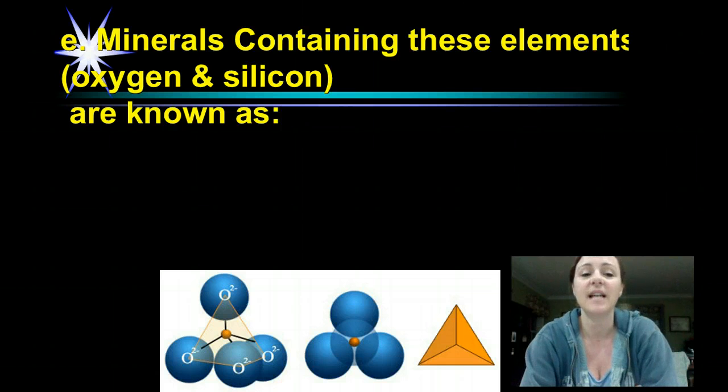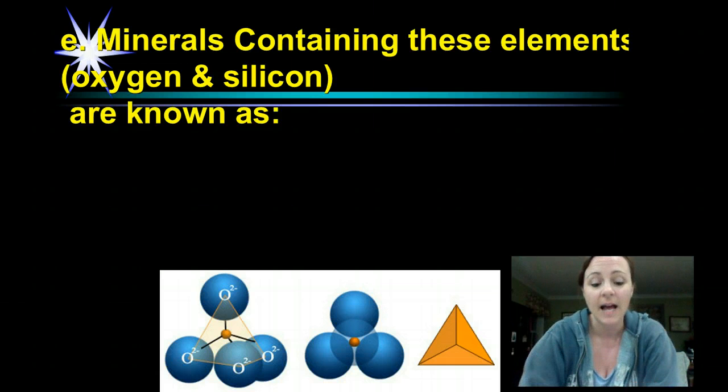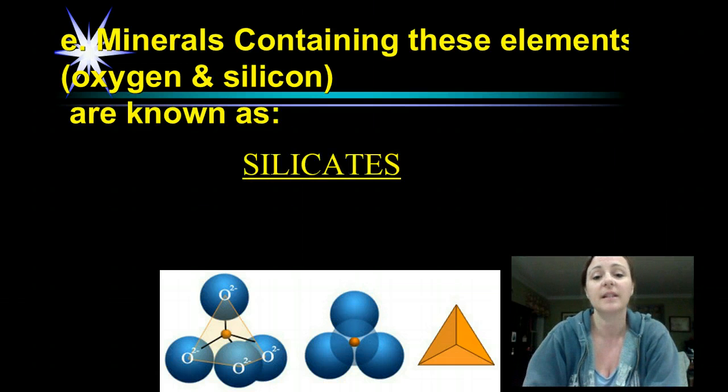Minerals contain these elements, oxygen and silicon, obviously, because we said they're the most abundant found in the earth. So they're going to be the most abundant elements in minerals as well. And we call these silicates.